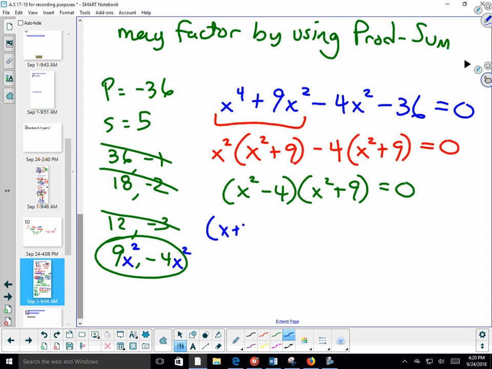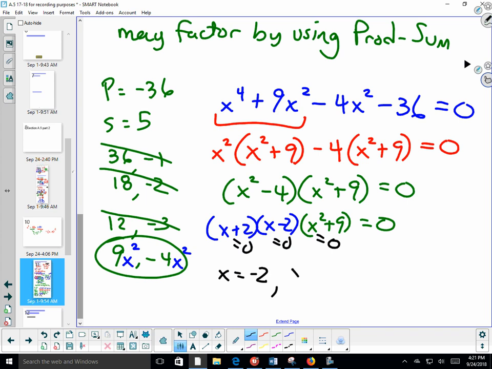All right, and so in this case, we can factor this one further. This factors into x plus 2, x minus 2. Can't do anything with this guy, x squared plus 9 equals 0, and then I would set everything equal to 0. Here I'm going to get x equals negative 2. Here I'm going to get x equals positive 2. And here I'm going to get the same thing I had before.